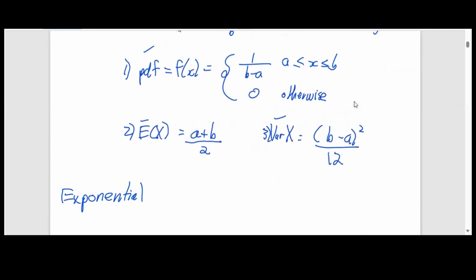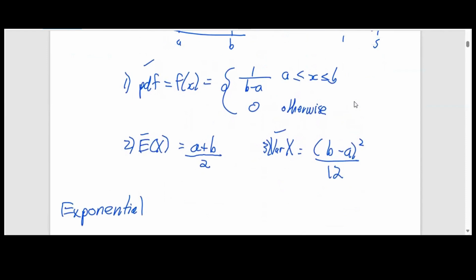Wait, why is the variance being divided by 12? Right, so the solution to that question is a proof. I'm not going to go through the proof with you, because that will take a while. They would never ask you for the proof of it.